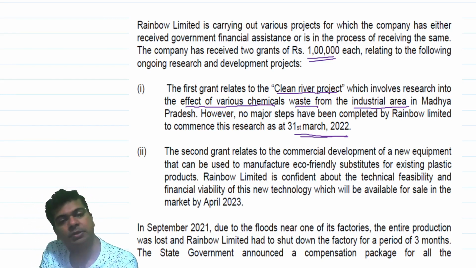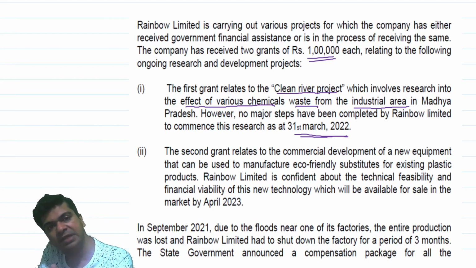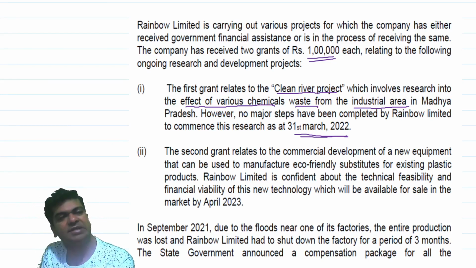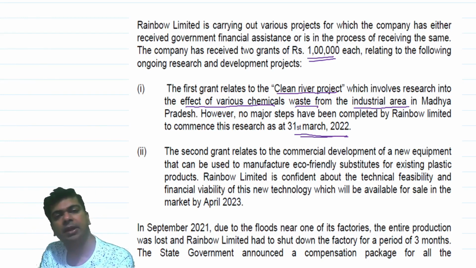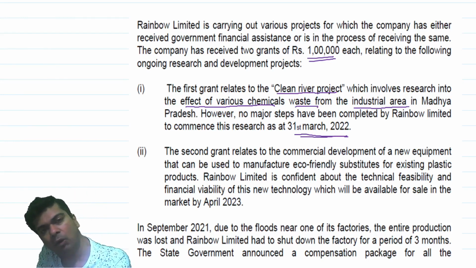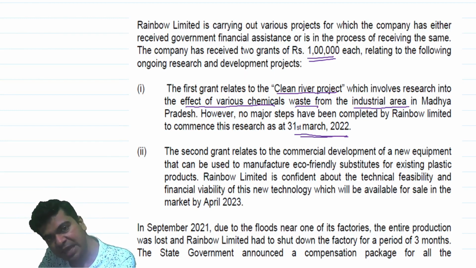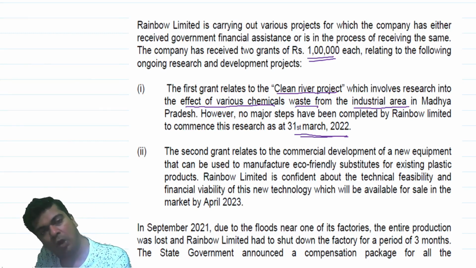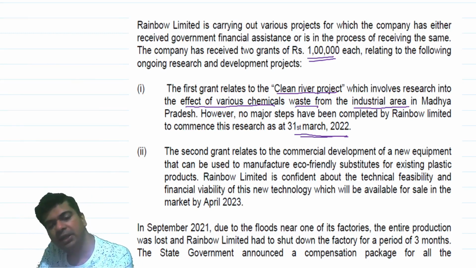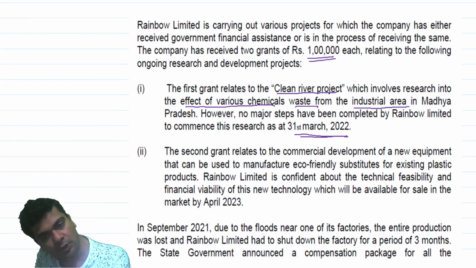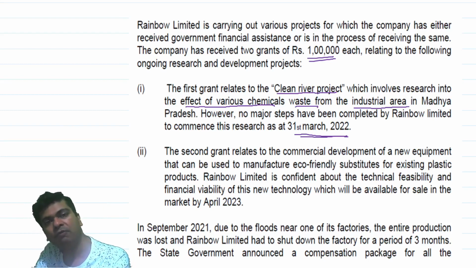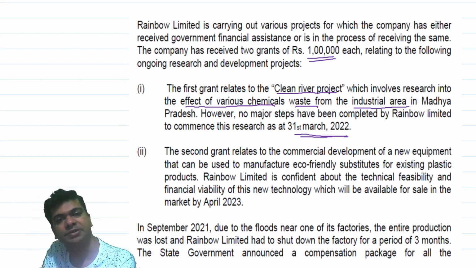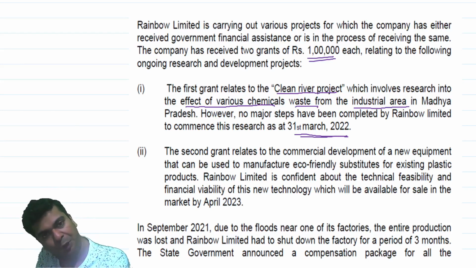However, it's quite possible that conditions are there, but somehow they have not given us the conditions over here. They have just given us abridged information. If conditions are attached, then entire 1 lakh cannot be credited to the P&L. Now, Rainbow Limited should make a projection of how much time this research will take. Let us say it will take 3 years, I'm just assuming, then 1 lakh rupees should be recognized as an income over a period of 3 years by developing some systematic base. That is what I can do with the first grant.